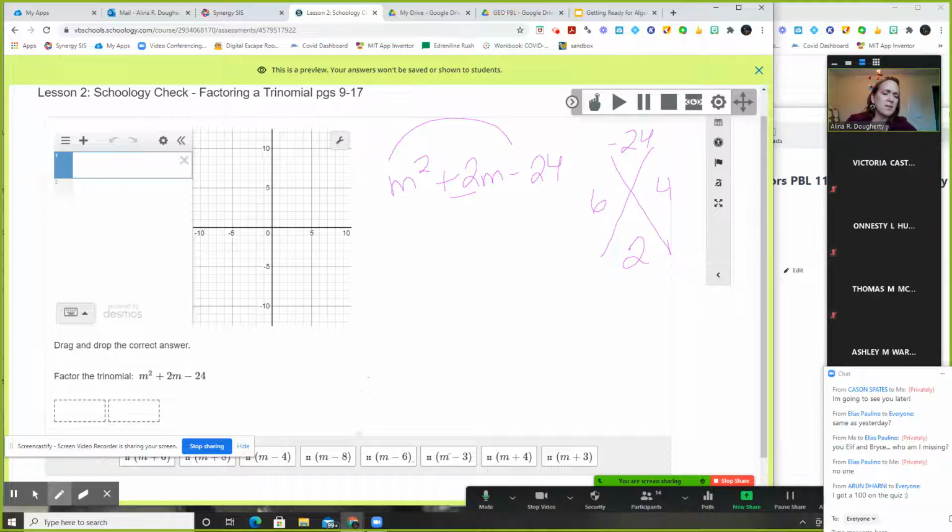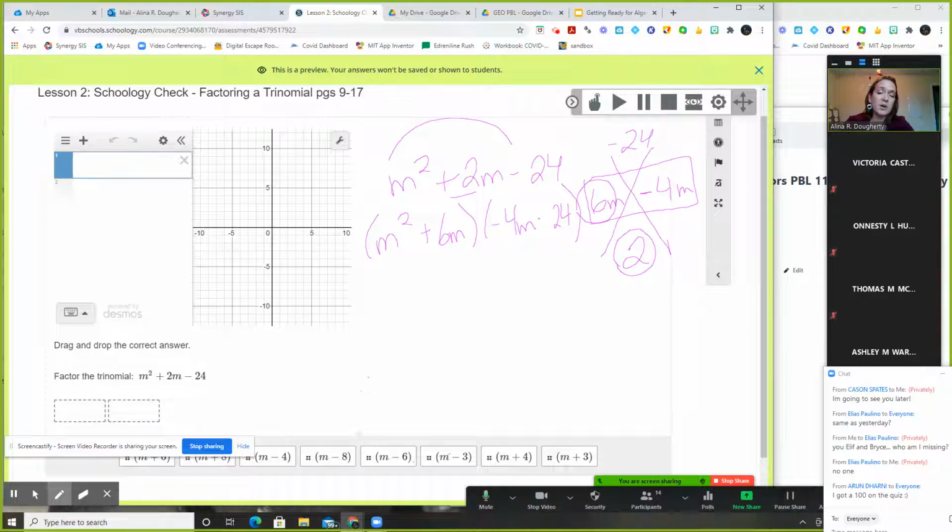Which one's negative? The 6 has to match the 2 in sign, so the 4 has to be negative. 6 times negative 4 is negative 24, and 6 plus negative 4 is positive 2. Put all that back together, m squared plus 6m minus 4m minus 24, right? Our middle stuff goes in the middle just with variables.